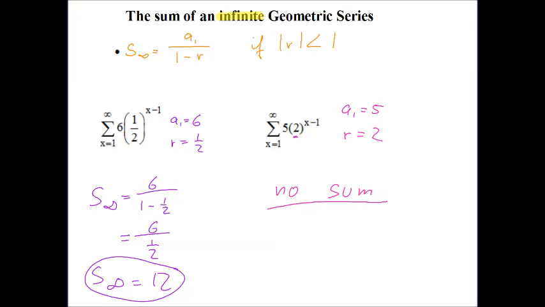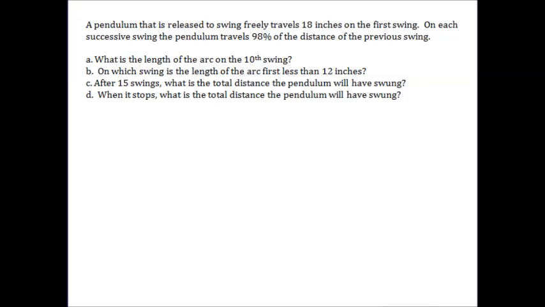And now let's wrap this up with an example where we can use the different types of formulas. A pendulum that is released to swing freely travels 18 inches on the first swing, and on each successive swing, the pendulum travels 98% of the distance of the previous swing. And we're supposed to answer a couple of questions here. But before we even do this, let's write our rule for this type of series.